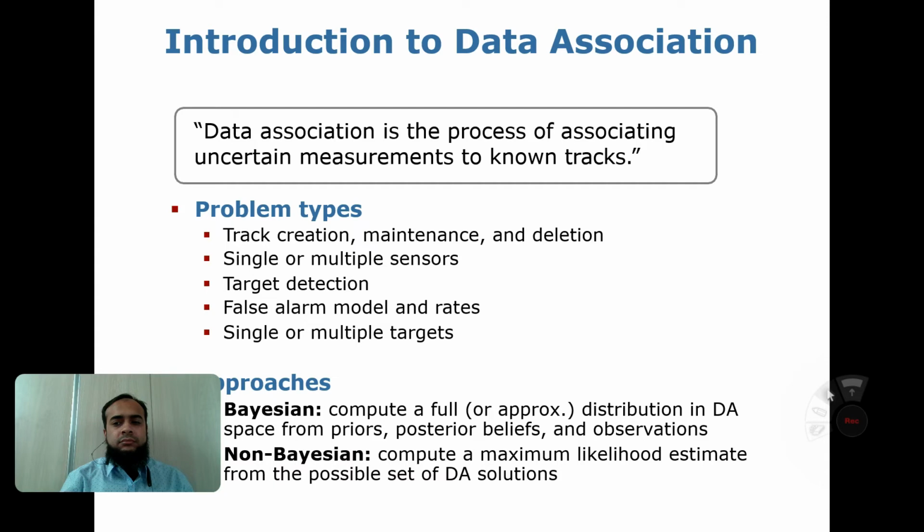So each track is initialized with the initial target existence probability to identify its target, and then it automatically maintains and deletes the target. Then the other type of problem we will be facing is the false alarm model. There is a false alarm model as well as the target model, and beyond this, there may be a single or multiple targets.